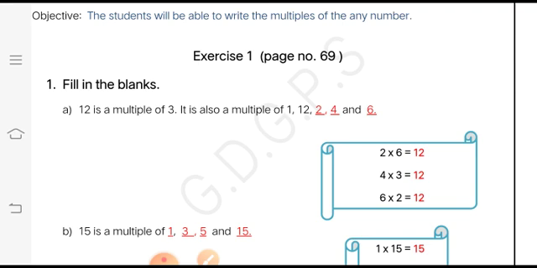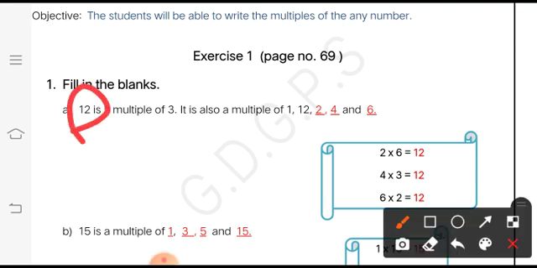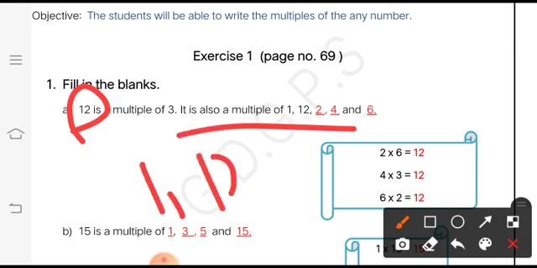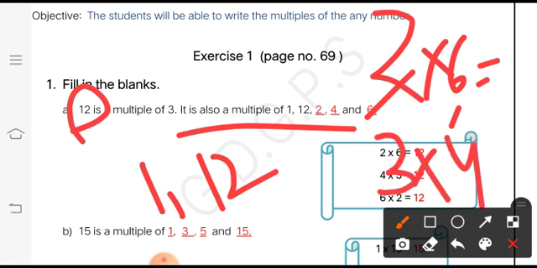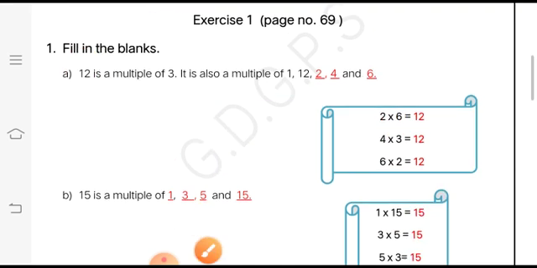Here you can see part first is: 12 is a multiple of 3. It means 12 exists in the table of 3. Now we have to say in which other number 12 exists apart from 1 and 12. 12 exists in 2 6s are 12. That means 12 exists in both the table of 2 and 6. It's also 3 4s are 12. That means 12 is a multiple of 3 as well as 4. So we can write any of these numbers, and we have written here 2, 4 and 6.